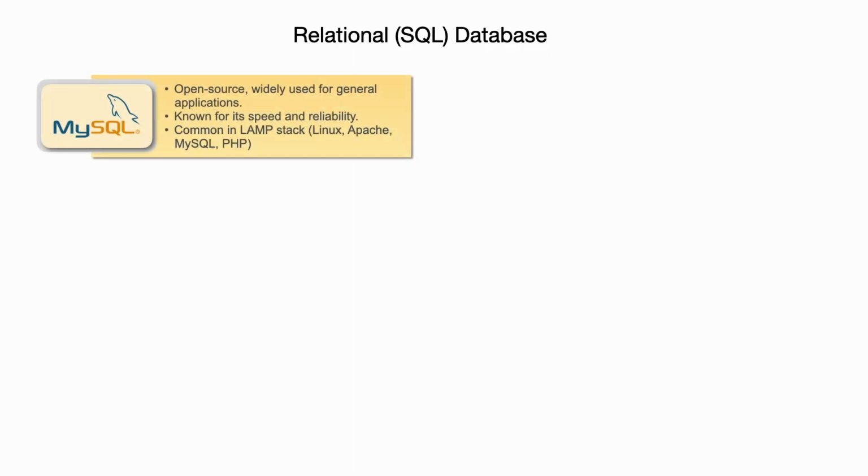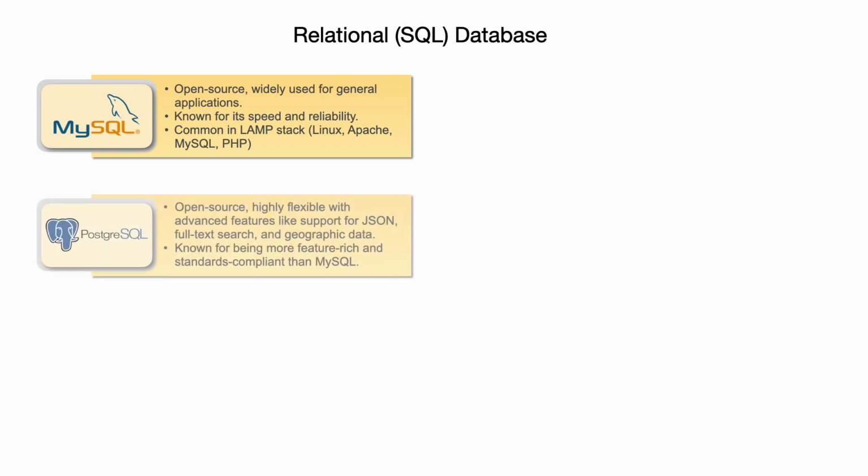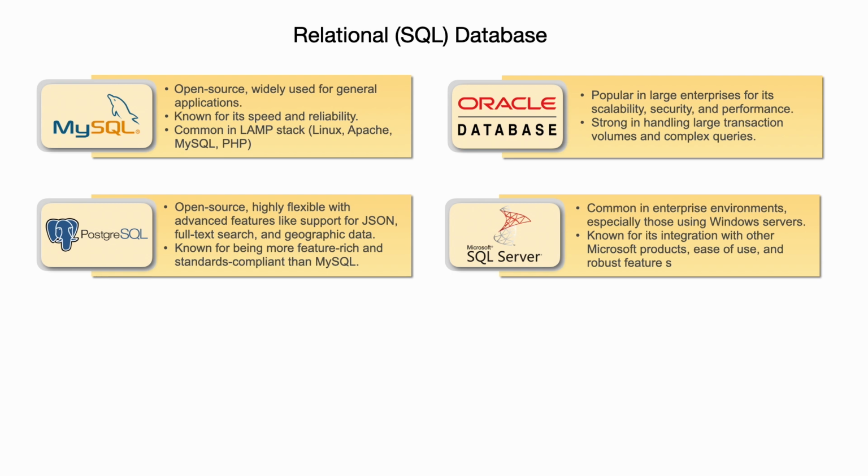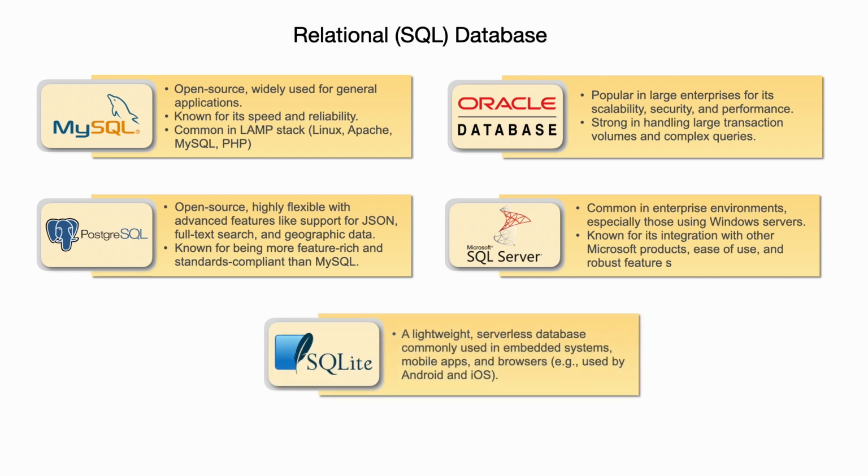MySQL is an open source and widely used database common in the LAMP stack. Postgres is another popular open source database with a lot of advanced features. Oracle database is generally used in large enterprises for its scalability and performance. Microsoft SQL Server is also another enterprise level database, especially in the Windows Server platforms. Then we have SQLite, which is a lightweight embedded database commonly used in mobile apps and browsers.